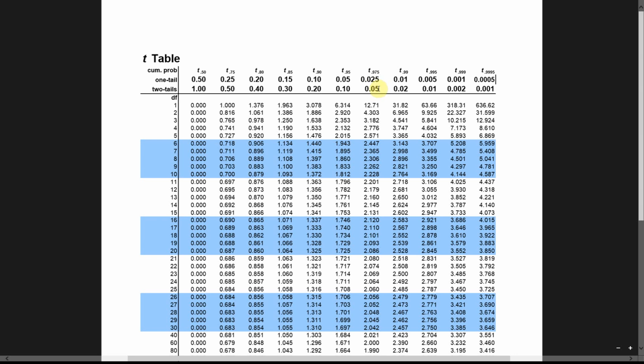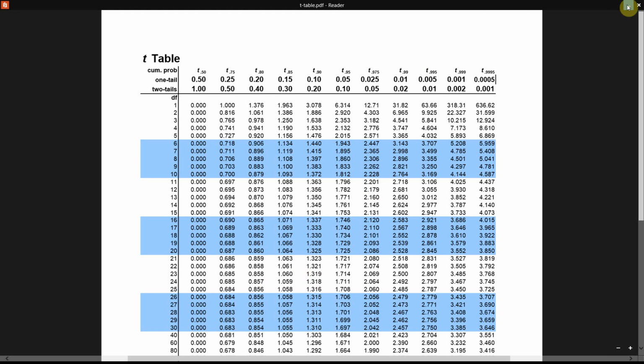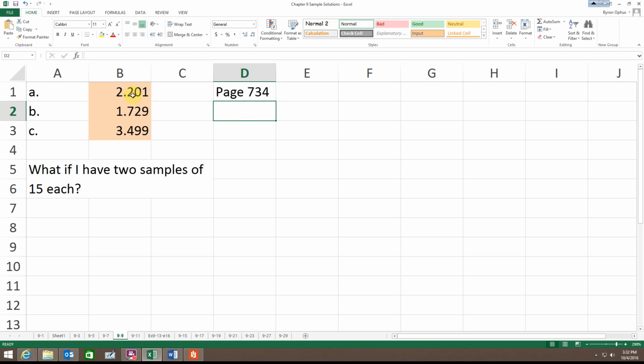It's a two-tailed test in this case, which means just like we did with those z's, remember that we had to take the 99% confidence level and divide that by 2 in order to find the value. We're basically doing the same thing here. So we come down to our degrees of freedom, 11, and our 95% confidence level, and we should come up with 2.201. I hope I got that right, 2.201.